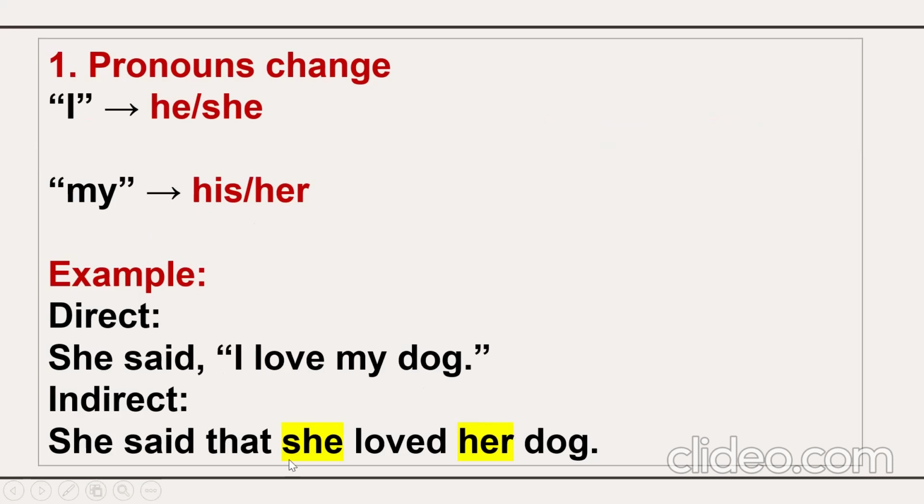She said that, I here refers to whom? She. She said that she, love will become loved. Why is there a past tense of love? Because the reporting verb is in the past tense. That's the reason love will become loved, right? My dog, she said, right? Pronoun my will become her dog. So she said that she loved her dog. So this is how the pronouns change.